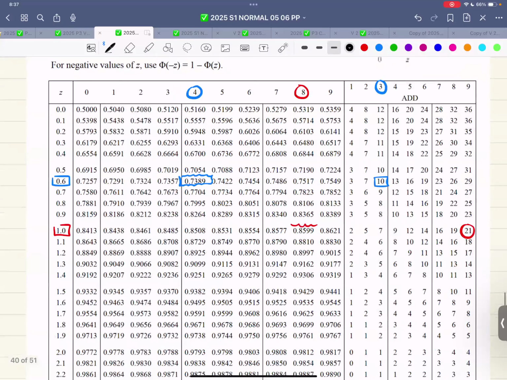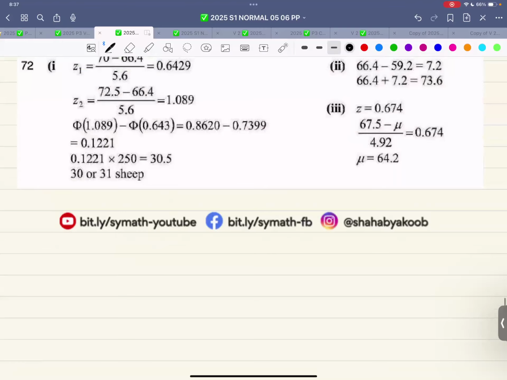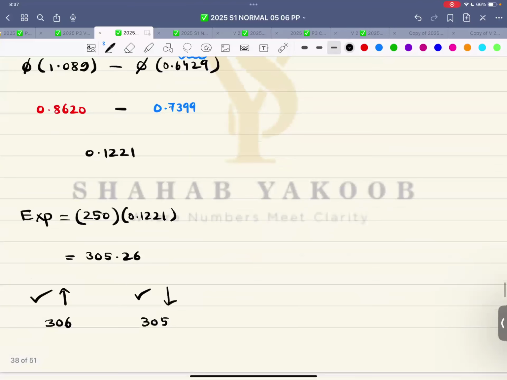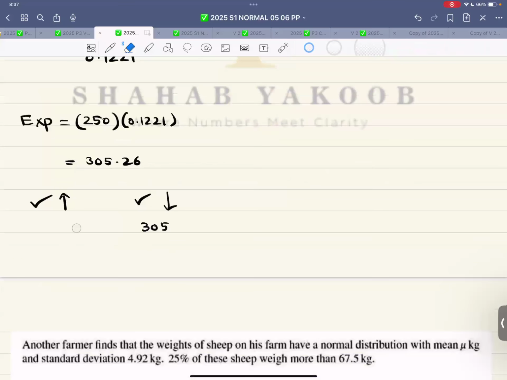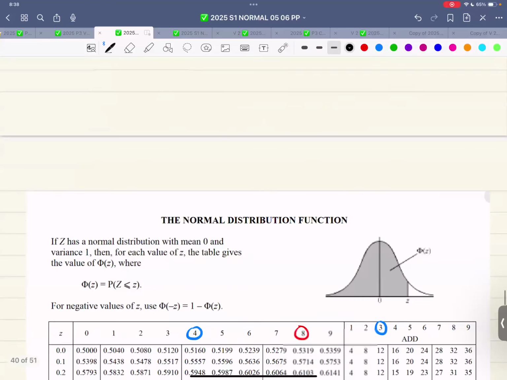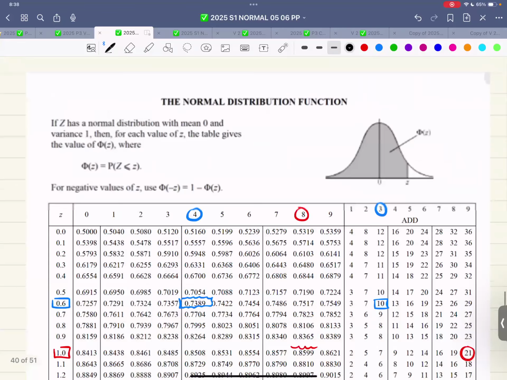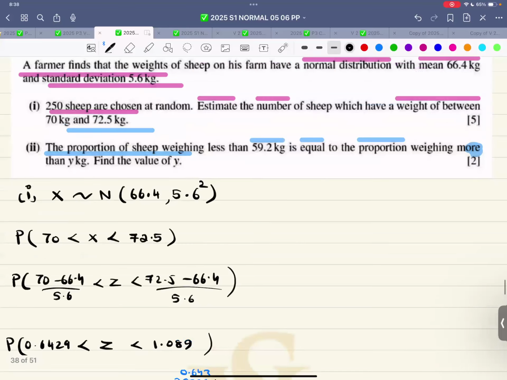No harm in double checking. My bad, I think I missed a decimal. There were 250. So I think that is 30.525. Therefore, round up 31, round down 30, both are acceptable. So therefore, this is 30 or 31 sheep. That's how it's done. Now let's focus on the next part, the second part.